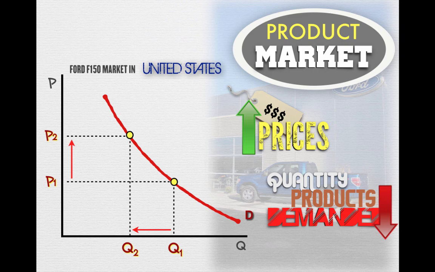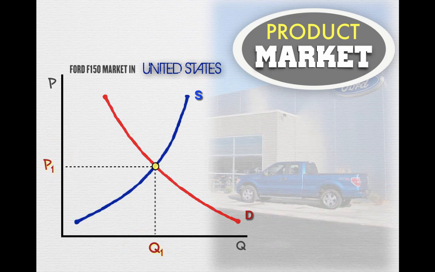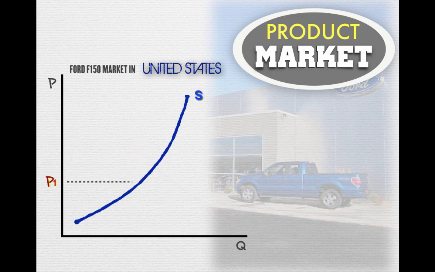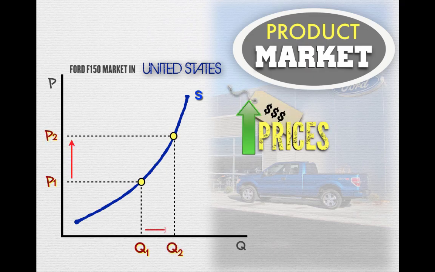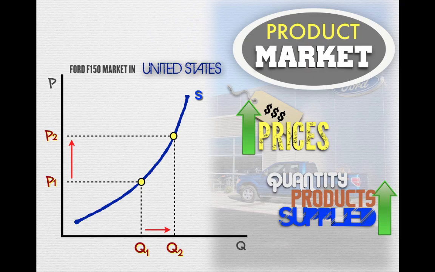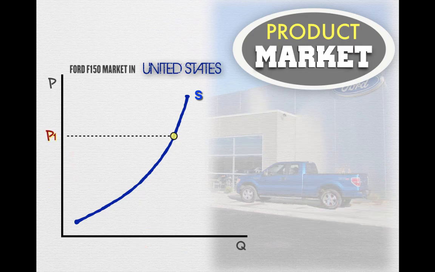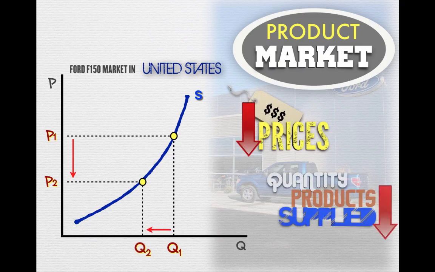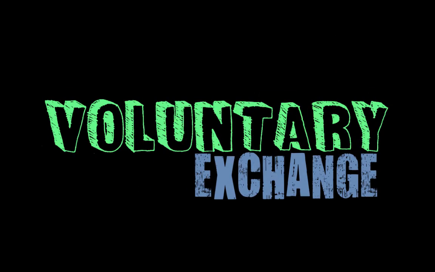And if the price of Ford F-150s were to increase from P1 to P2, the quantity demanded of Ford F-150s by consumers would decrease. From Ford's standpoint, if the price of Ford F-150s were to increase from P1 to P2, the quantity of Ford F-150s supplied by Ford would increase due to a greater chance of maximizing profit. If the price of Ford F-150s were to decrease from P1 to P2, the quantity supplied of Ford F-150s would decrease due to the fact that each Ford F-150 is less profitable. Just as in the factor market, voluntary exchange will set price and quantity in the product market.